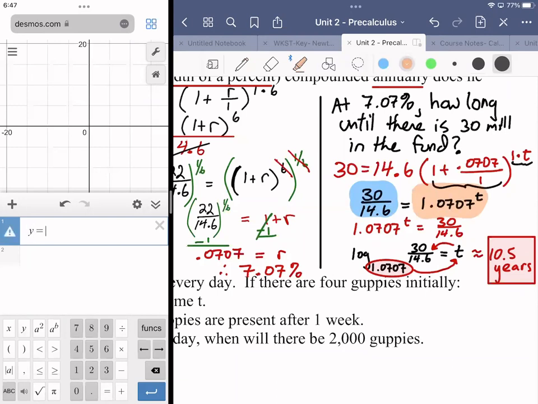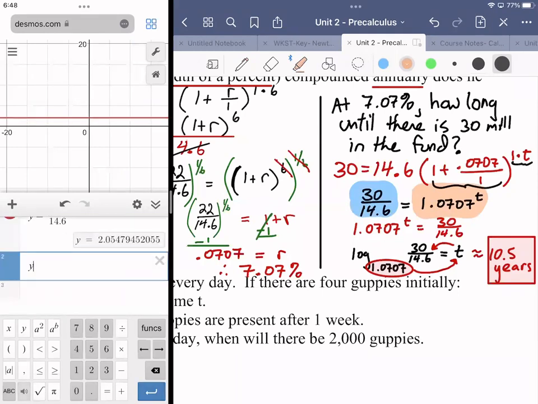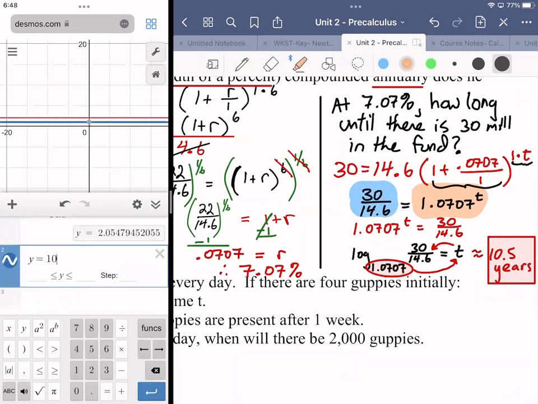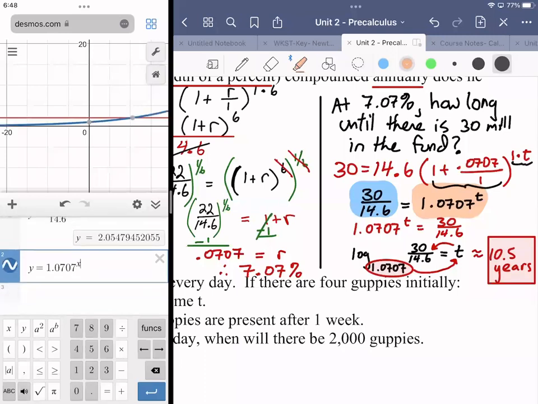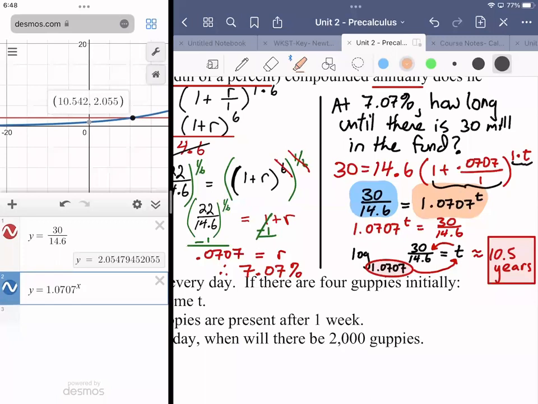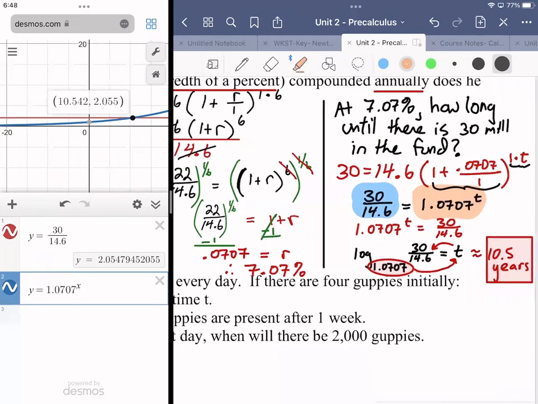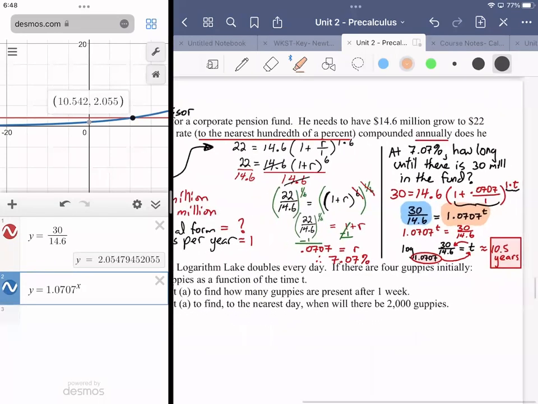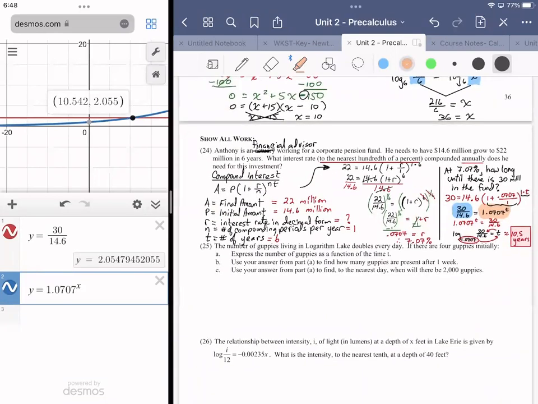So I type it in as y equals 30 over 14.6. Y equals 1.0707 raised to the t power. So in this case, raised to the x power. See where they cross? 10.542. All right, 10.5 if you're rounding to the nearest tenth. All right. So it's a little funky, a lot funky, I'll give you that. But it is doable.